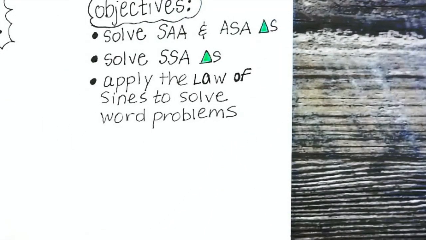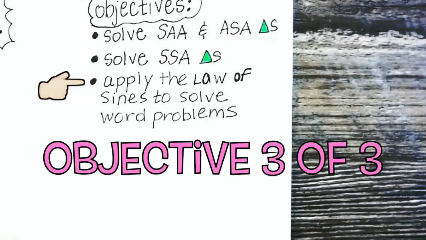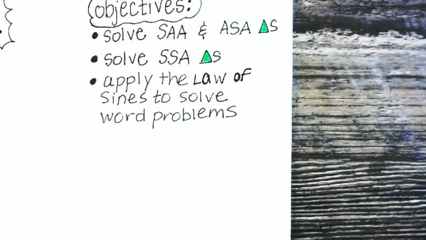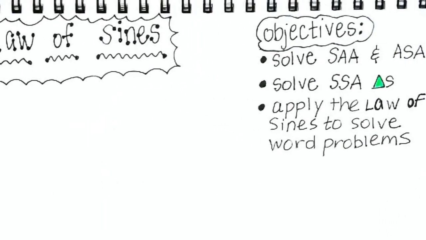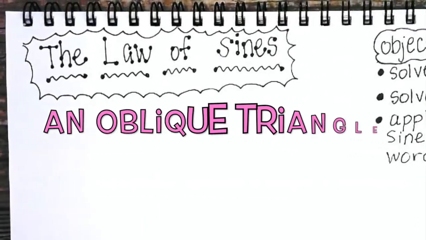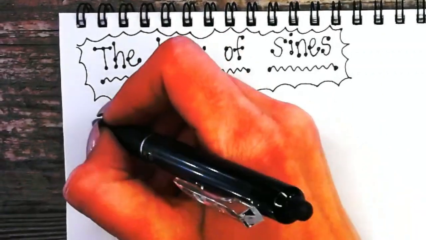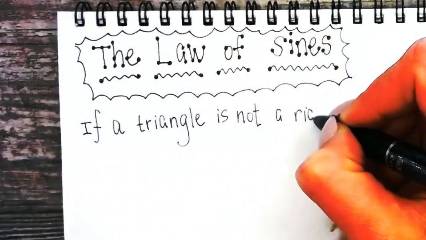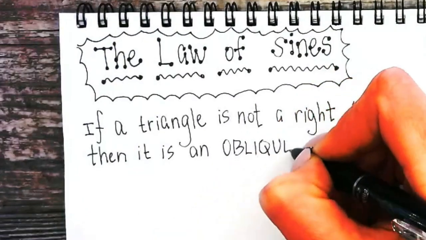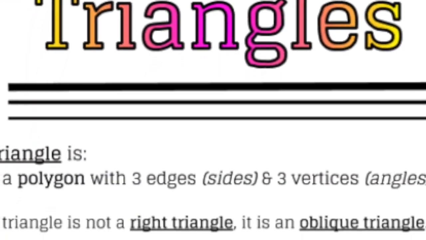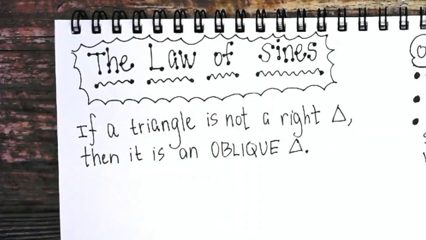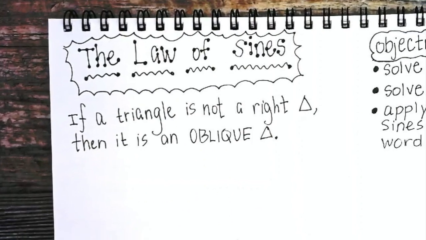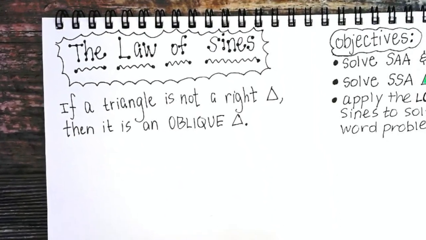After the first two objectives are met, we're going to work on applying the law of sines to solving word problems. So let's get started. First, let's define what it is to be an oblique triangle. If a triangle is not a right triangle, then it is an oblique triangle. Basically, an oblique triangle is any triangle that doesn't have a 90-degree angle.